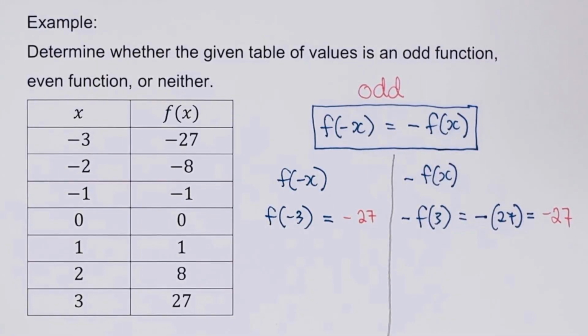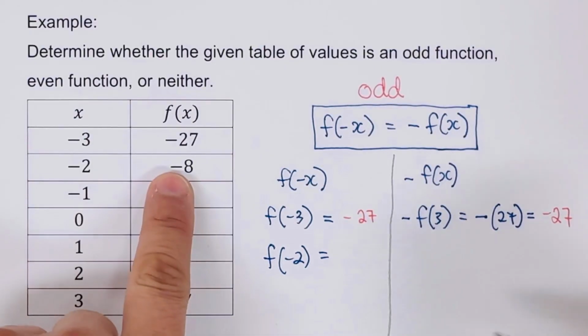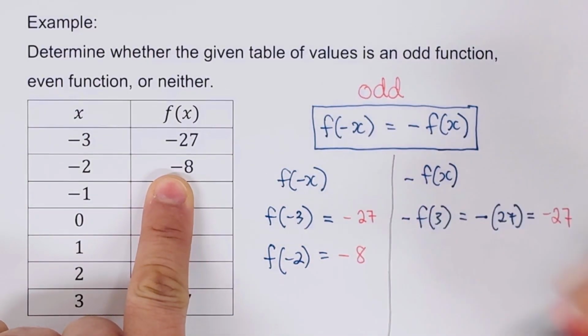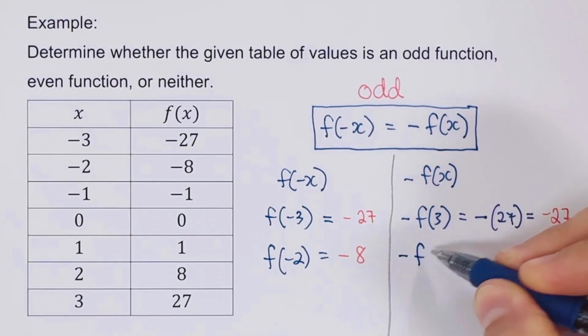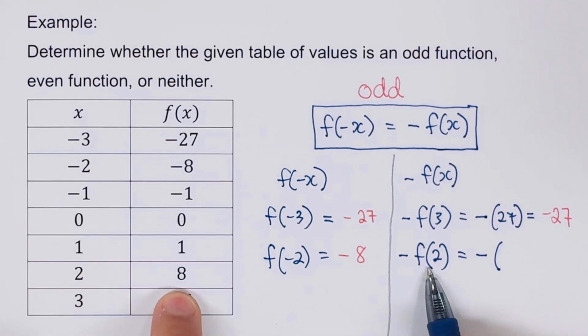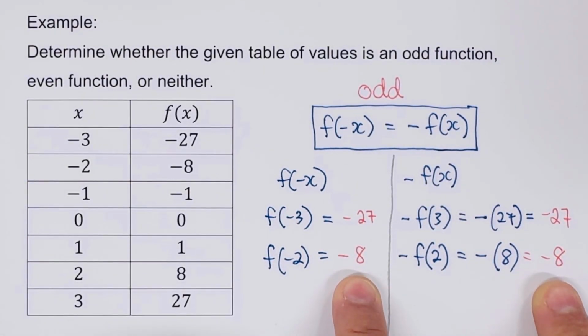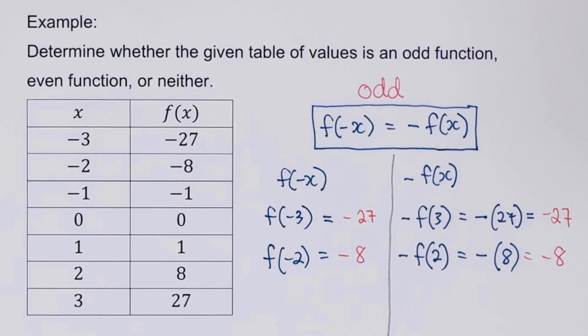Now let's try f of negative 2. If I take f of negative 2, the value for this is negative 8. And if we take the negative of f of positive 2, which is 8, the negative of 8 is negative 8. Again, they are both equal. This shows us that f of negative x is actually equal to negative f of x. So that is the algebraic way of showing that this table of values is an example of an odd function. Now let's have another example.